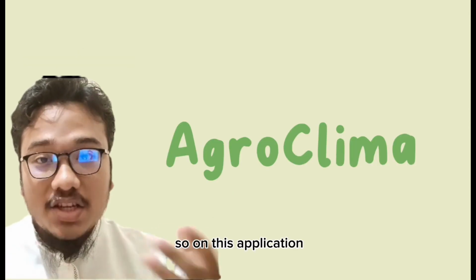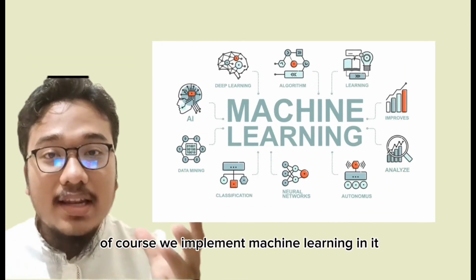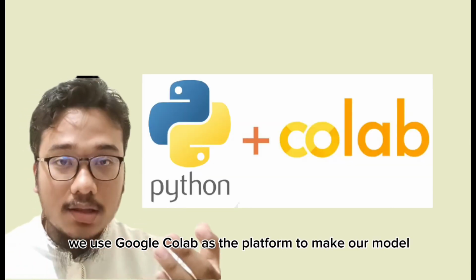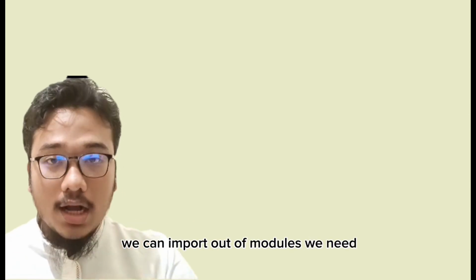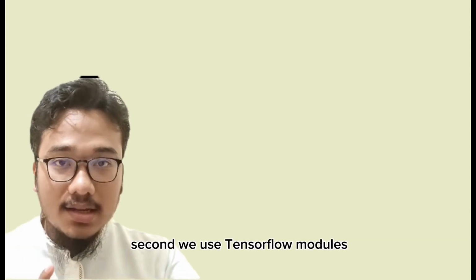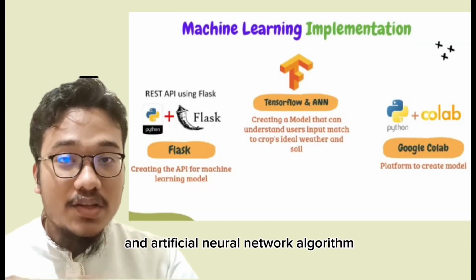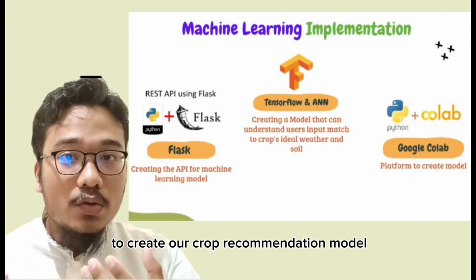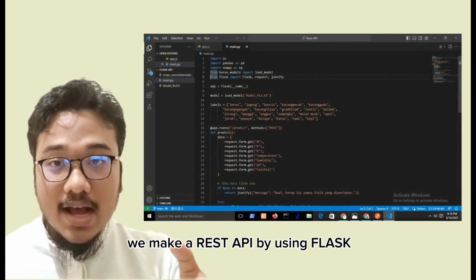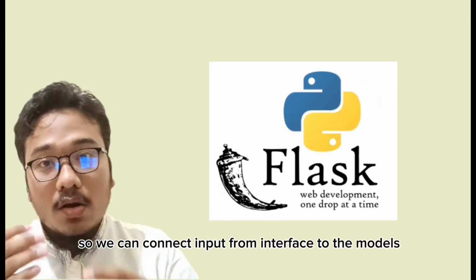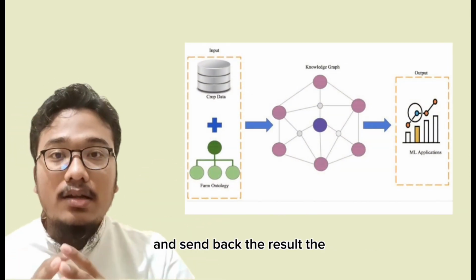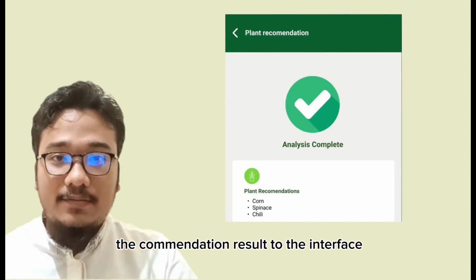So, on this application, of course, we implement machine learning in it. First, we use Google Colab as the platform to make our model, because in Google Colab, we can import all of the modules we need without setting up anything. Second, we use TensorFlow modules and an artificial neural network algorithm to create our crop recommendation model. Last but not least, we make a REST API using Flask so we can connect input from the interface to the model and send back the recommendation result to the interface.